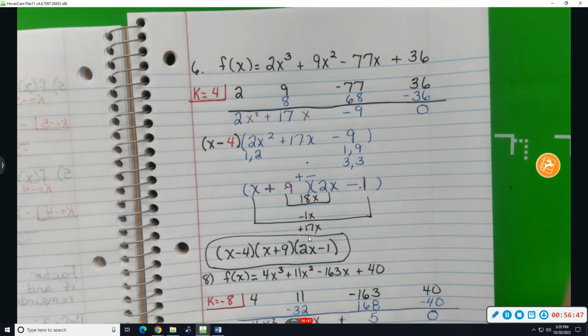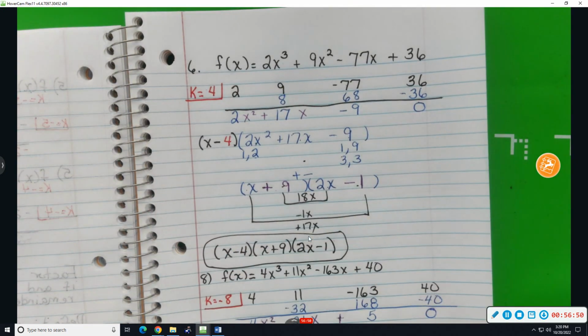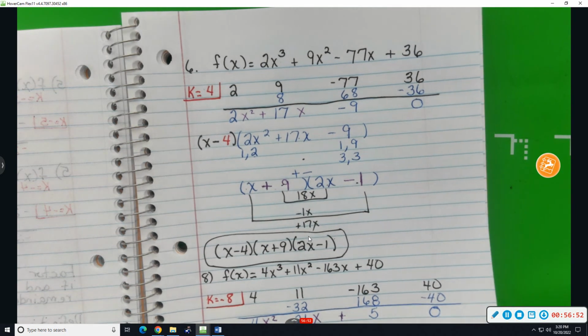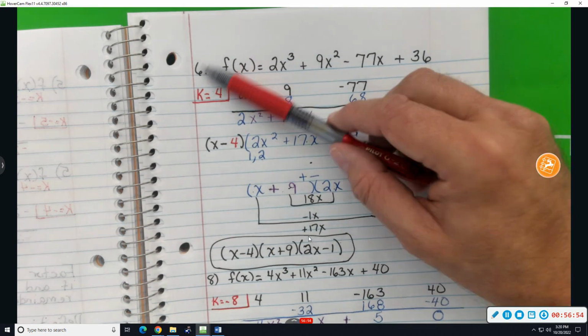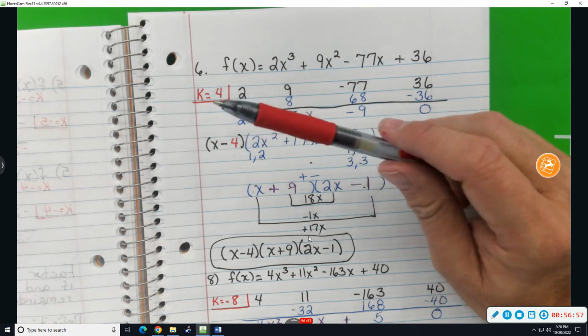The natural question to ask is, how do you find those k equals? They gave it to us, but if they didn't, how would we find it?